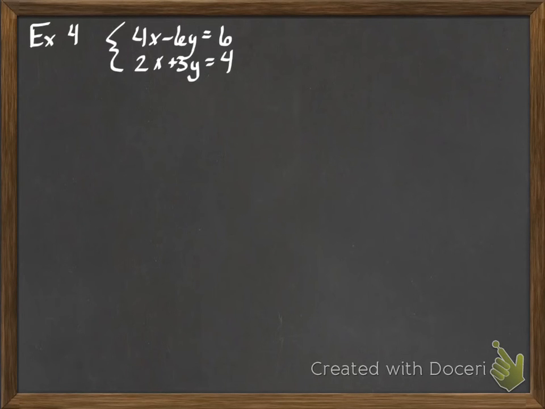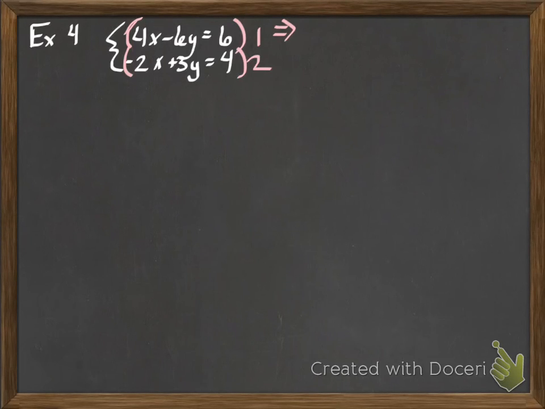The last one we are going to go over is 4x minus 6y equals 6, negative 2x plus 3y equals 4. Okay, so example 4, we are going to need to cancel out one of the terms. And so I'm going to choose to try to cancel out my x's. If I multiply the first equation by 1 and my second equation by 2, then I'll have a common coefficient in front of my x's.